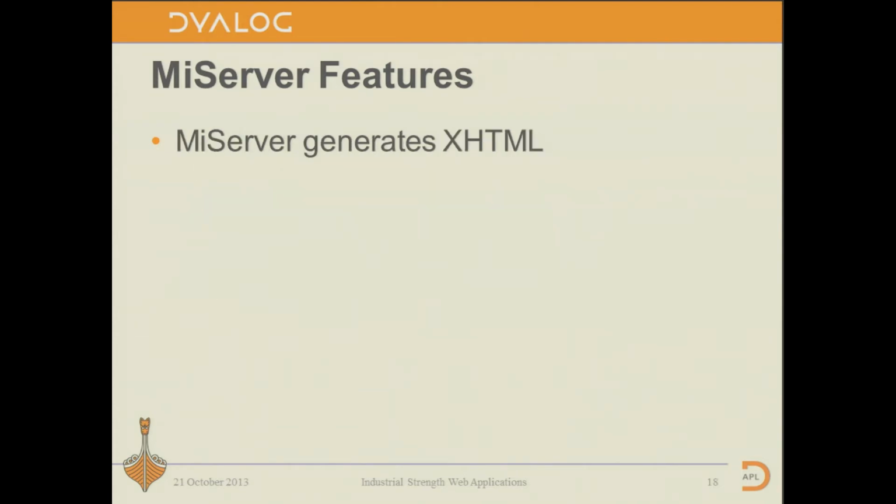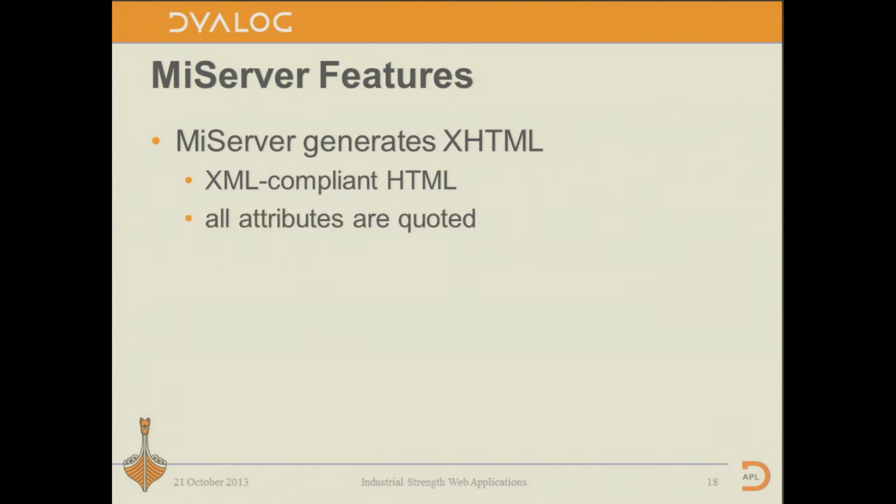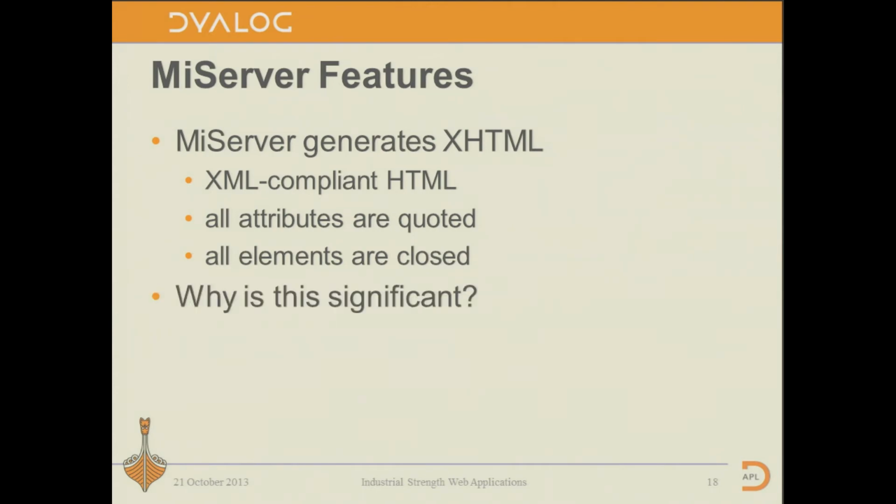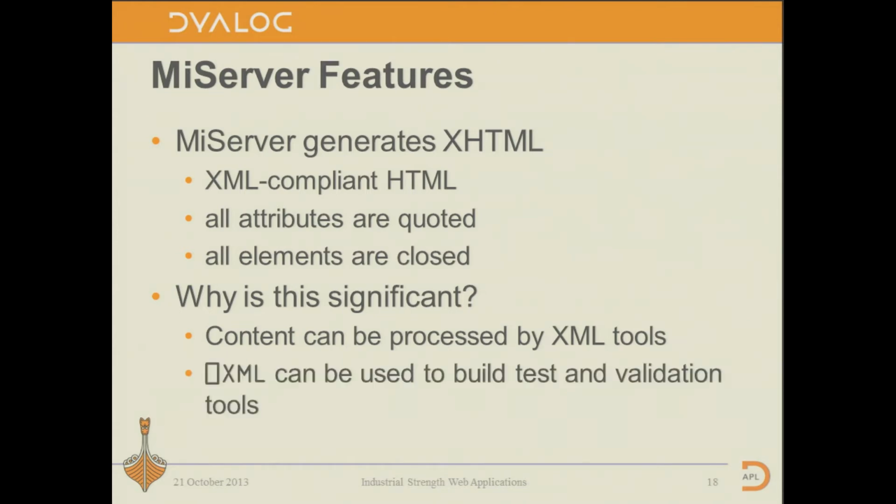MiServer generates XHTML, which is XML compliant HTML. That means all attributes are quoted, all elements are closed. And why is this important? Well, the content generated by MiServer pages can be processed by XML tools, which means that you can use Quad XML to build test and validation tools for your web pages. And if anybody's done any significant amount of web development, you'll know that testing web content can sometimes be a pain in the, well, you pick the part of anatomy that you care to.